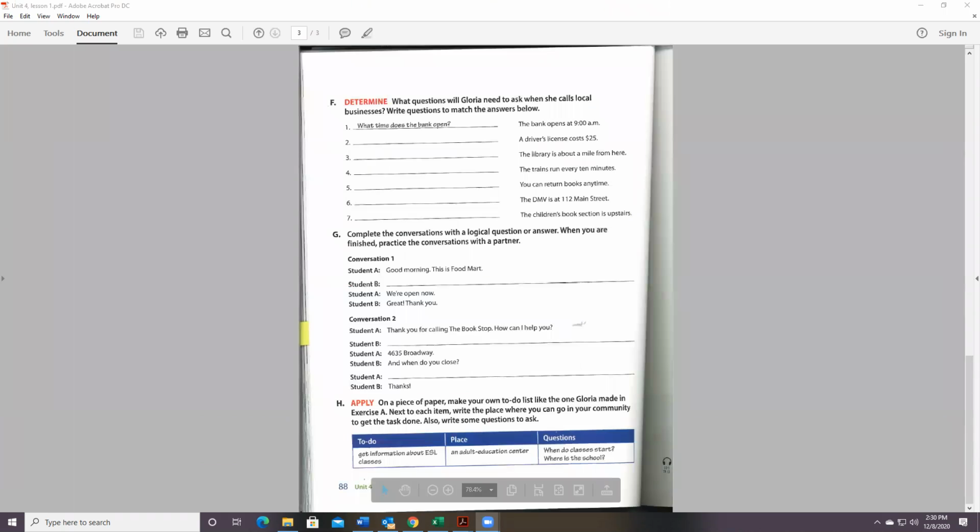Okay, it does not have to be the same. No tiene que ser idéntico. Okay, it can be similar. Puede ser similar. Okay, and I want a list to do. La cosa que tienes que hacer. Place, lugar, and then questions, preguntas que puedes hacer en ese lugar. Okay, Gloria had 6. I only want you to give me 4. Que me den 4. Okay?